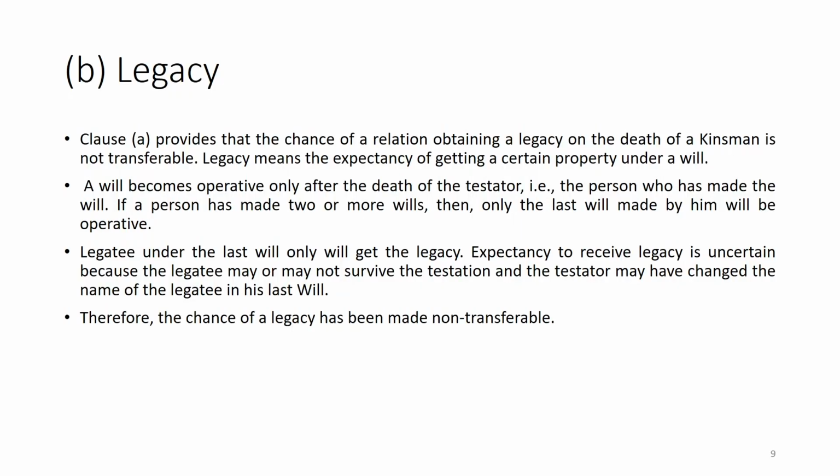So, the legatee under the last will only will get the legacy. This is the rule: if there is more than one will, then the last will prevail and that person will get. Suppose some person was legatee in the first will. So, the first will person will also have a kind of expectation against that will, and the second will has also some legatee.